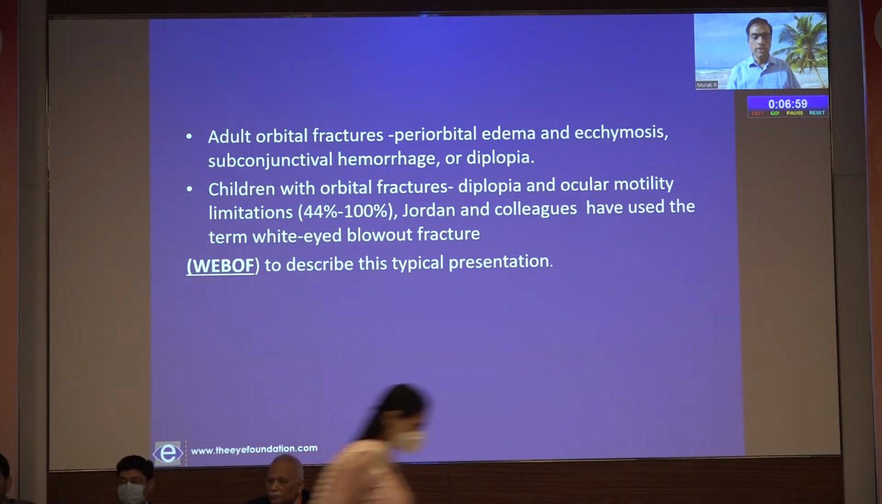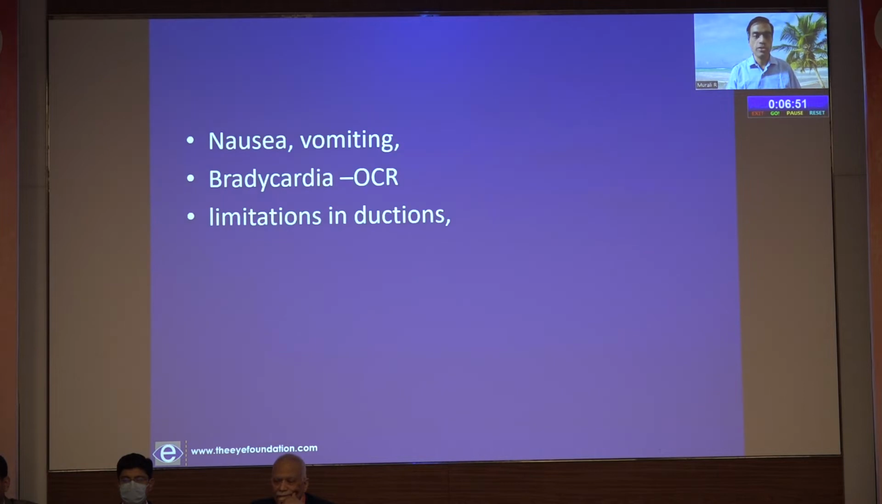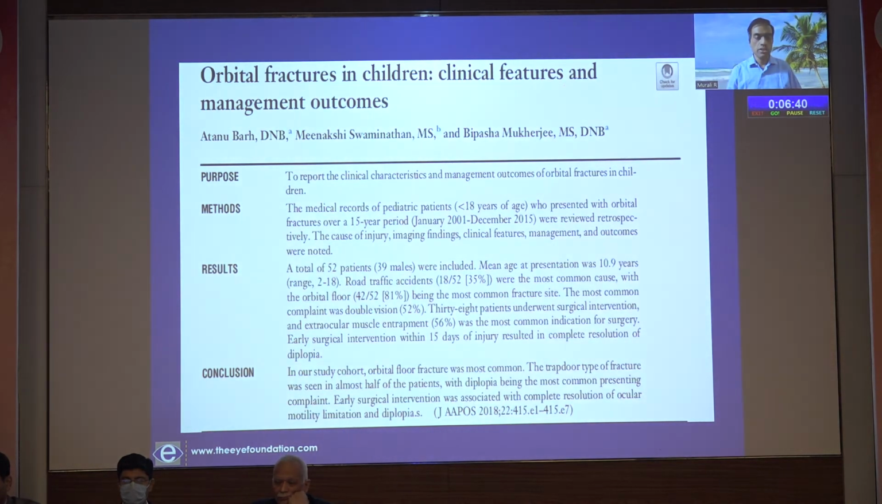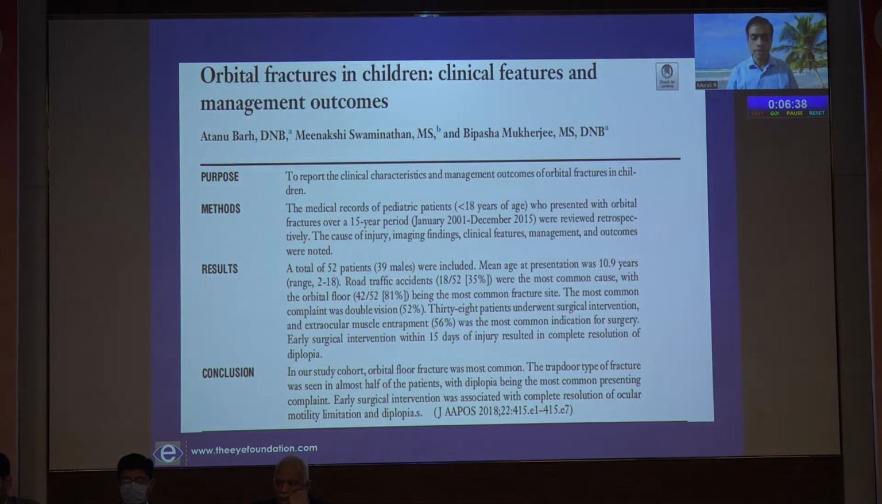In adult orbital fracture, you can have a number of orbital signs like periorbital edema and ecchymosis. In children, you typically get a white-eyed blowout fracture. In children, in addition, you can have nausea, vomiting, bradycardia because of oculocardiac reflex, in addition to limitation of ocular motility. This article by Burr et al. is very comprehensive and deals extensively with orbital fracture in children.